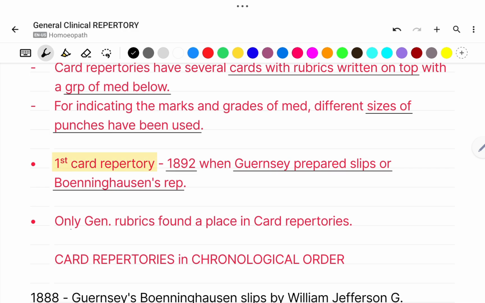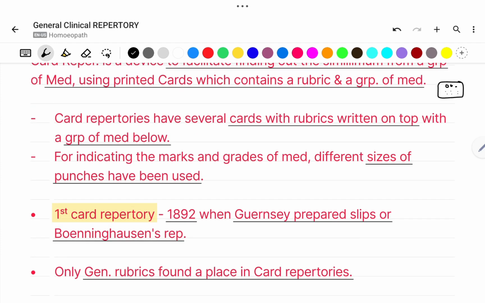The first card repertory came in the year 1892 when Guernsey prepared slips or Boenninghausen's repertory. Only general rubrics found a place in card repertories. Now there are two important card repertories.